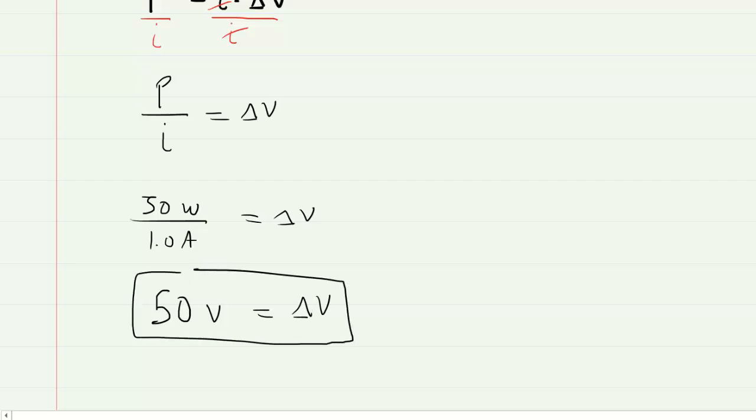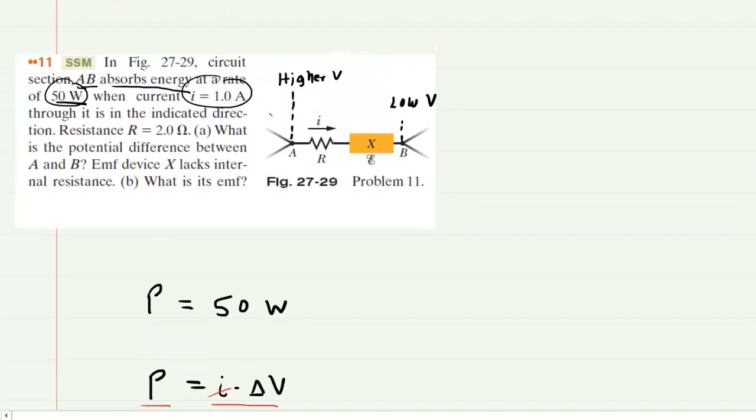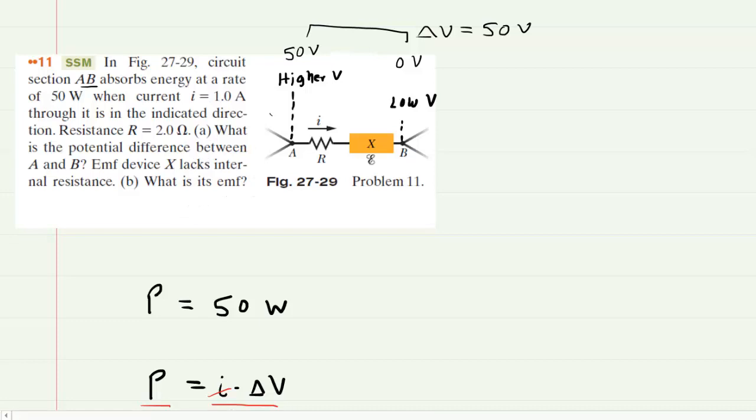Now, given that the potential difference is 50 volts, we might imagine that at point A, the potential value there is 50 volts, and at point B, the potential value would therefore be 0 volts. Notice that would give a difference in potential equal to 50 volts as stated, or as determined in part A of this question. Now we need to determine the EMF of the battery.